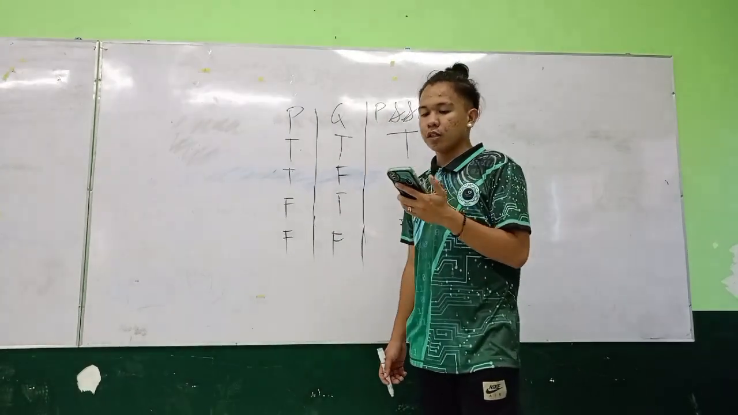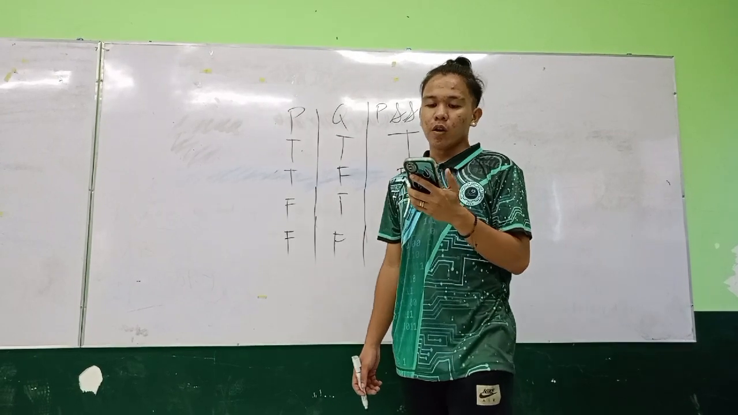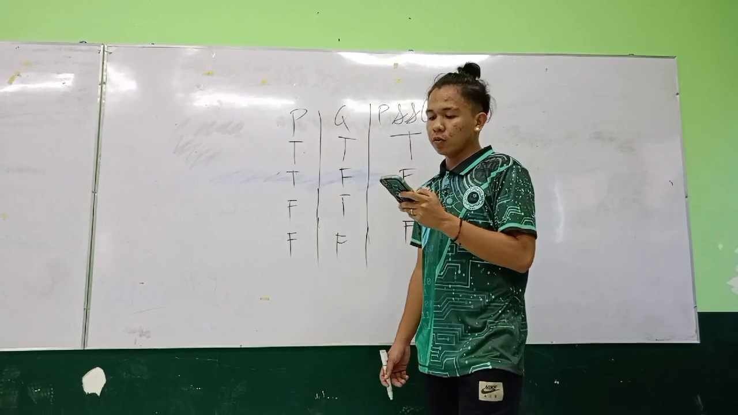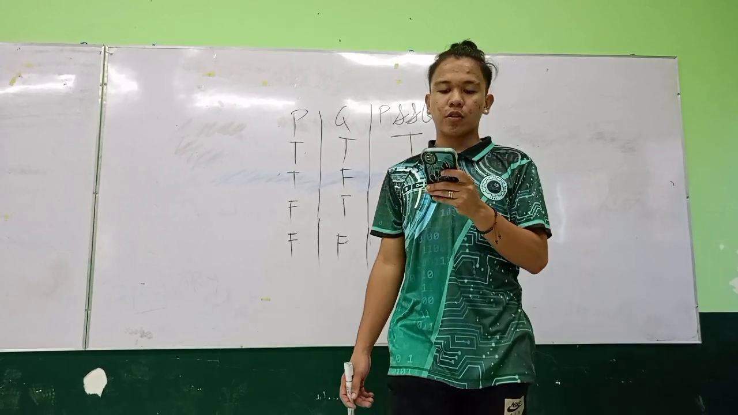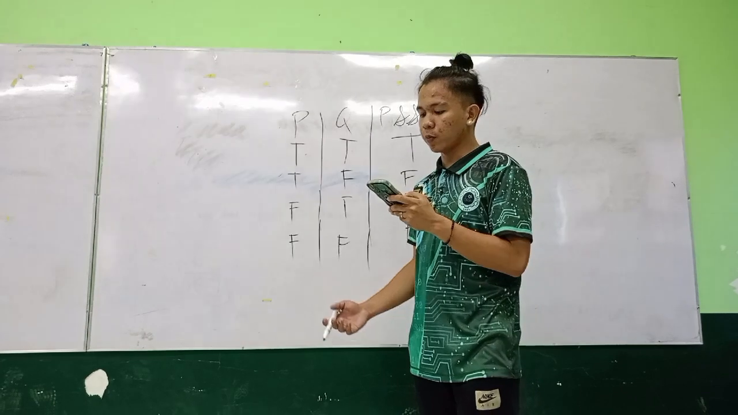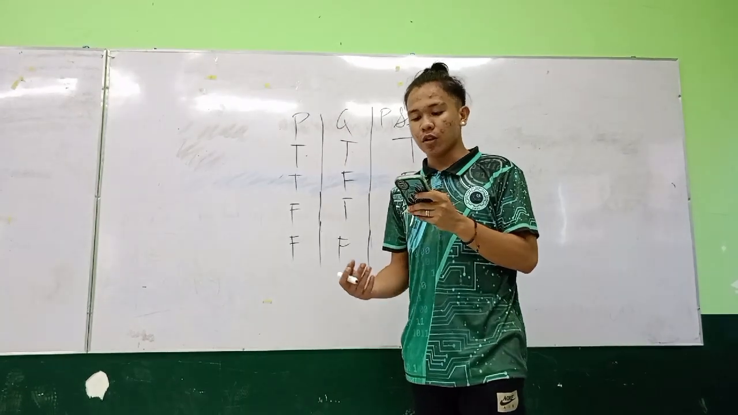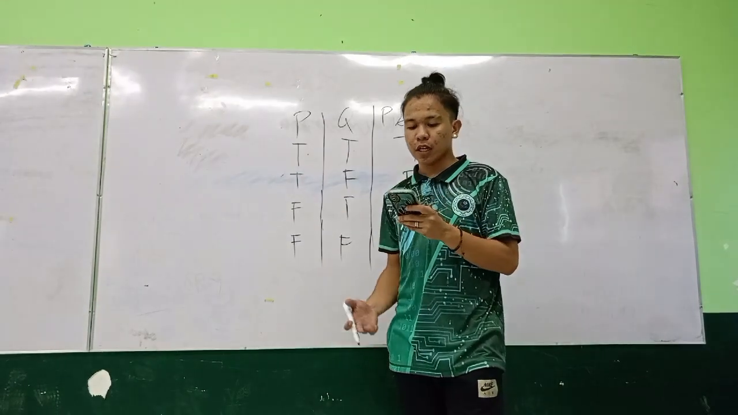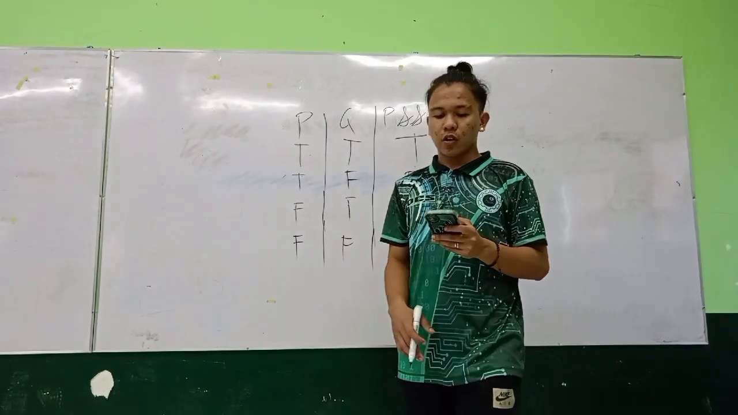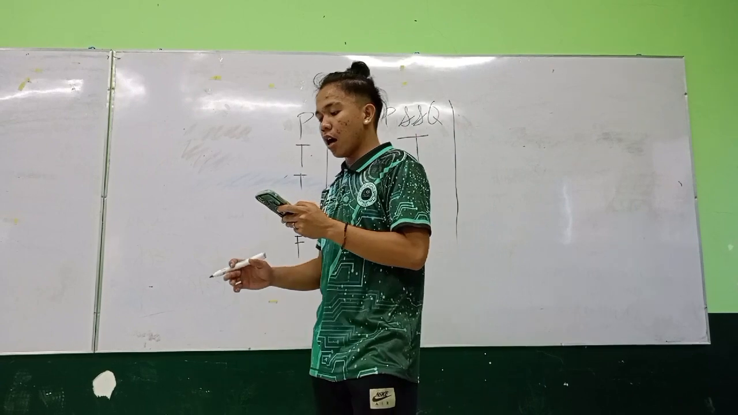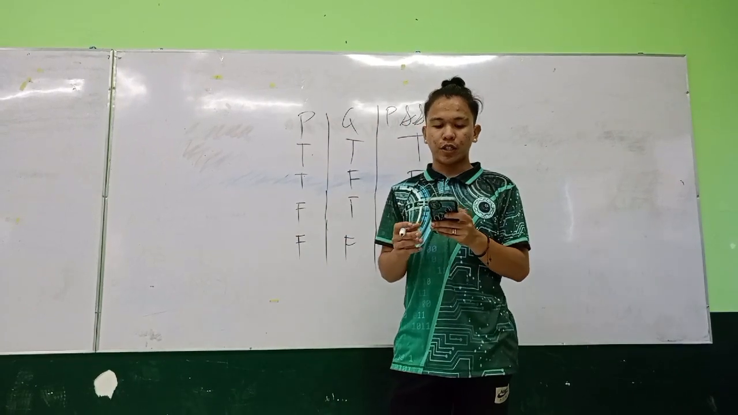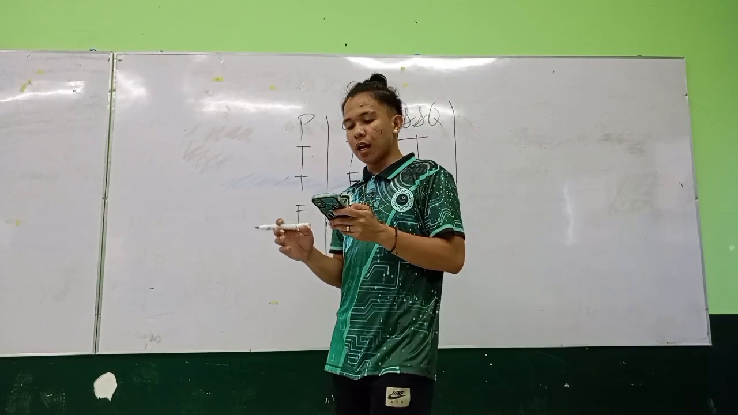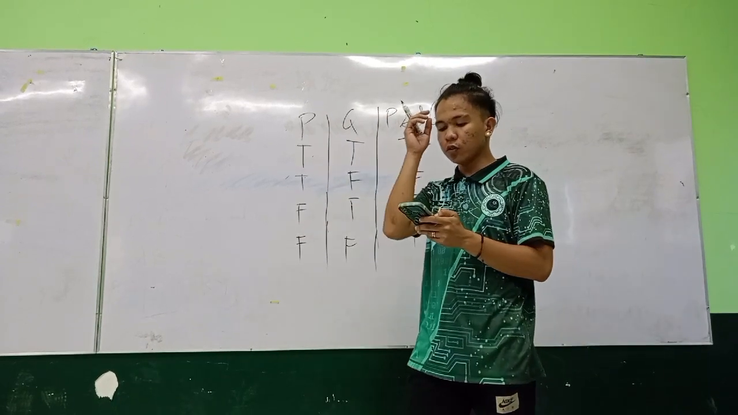Truth value table is also known as truth table. It shows all possible combinations of truth values for a logical expression and the resulting truth value of the expression. It's commonly used in logic to analyze and understand the behavior of logical operations. So guys, there are three logical operations: and, or, and not.